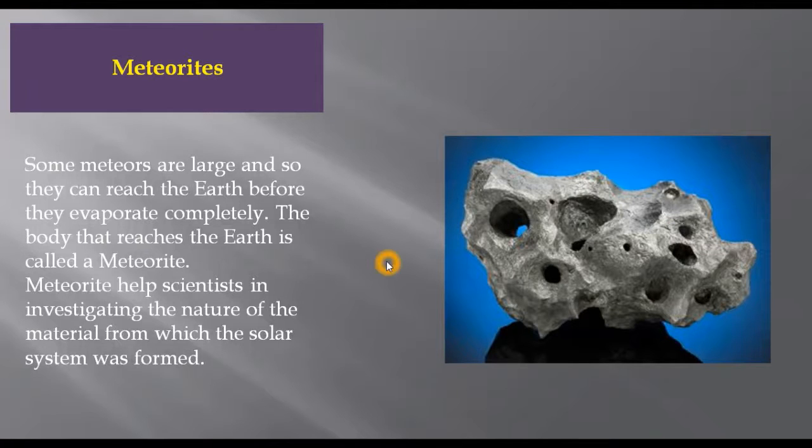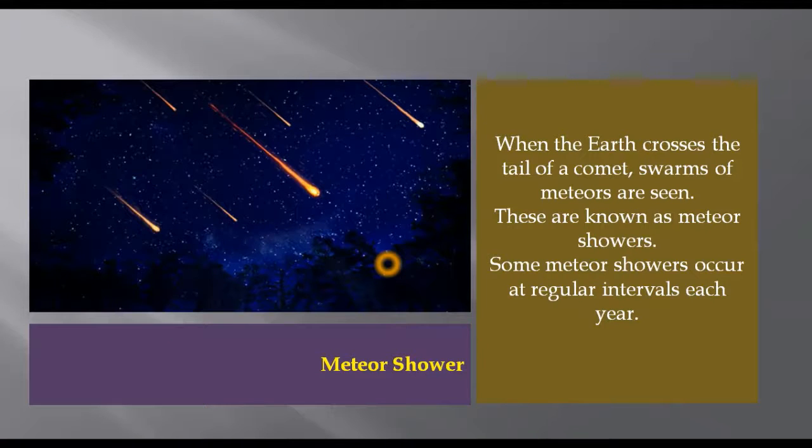And one more thing is that when the Earth crosses the tail of a comet, swarms of meteors, that means a large number of meteors, are seen, and they are known as meteor showers. So, in fact, some meteor showers occur at regular intervals each year. So, basically, at that time, you will see a number of meteors in the sky, shooting stars in the sky.